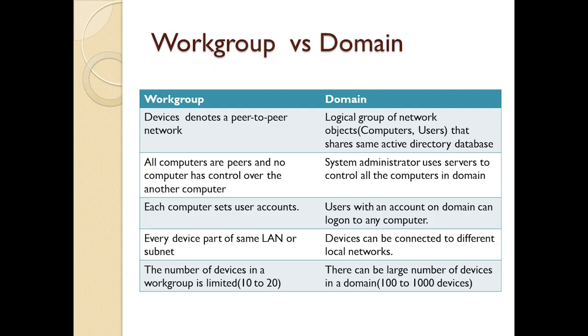And coming to the fourth point, every device in a workgroup is part of the same LAN. Whereas in the domain model, devices can be connected to different networks. In the workgroup, there is a limitation. We cannot connect multiple devices. We can group devices up to 10 to 20 devices only. Whereas in the domain model, we can connect more than 100 devices, and up to 1,000 devices also.